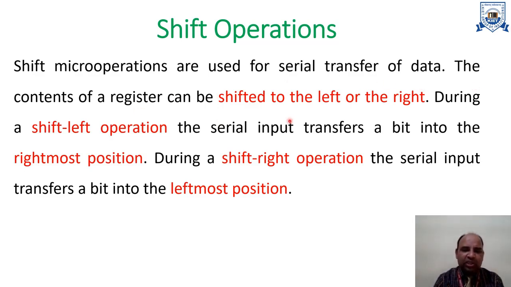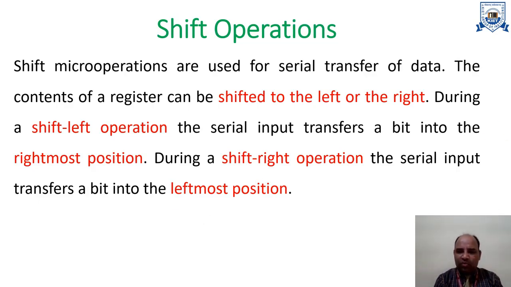The content of the register can be shifted to the left or to the right depending upon the requirement. During the left shift, or shift left operation, make sure your serial input transfers a bit into the rightmost position. That means when you shift left, your input will be transferred into the rightmost position, and vice versa. When you make a shift right operation, your bit will be transferred into the leftmost position. This is but obvious.